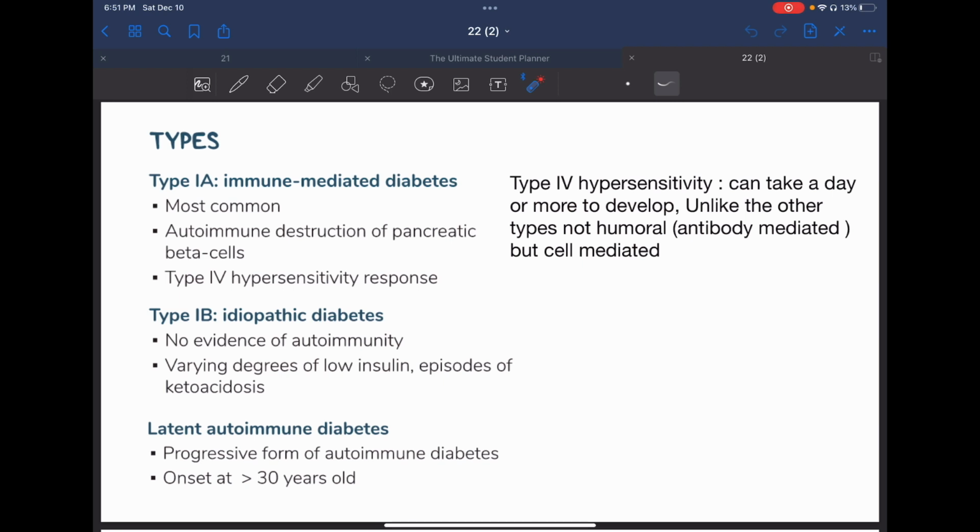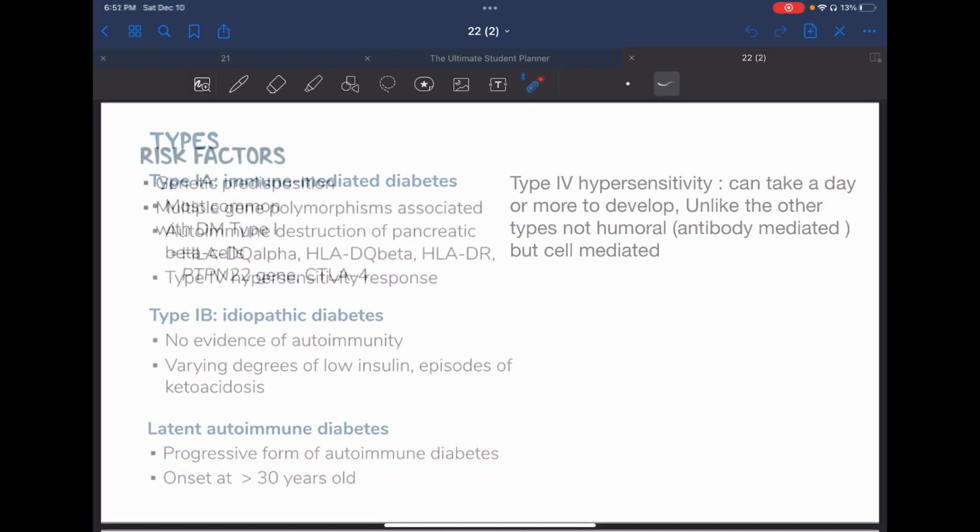Another type is type 1B. It's idiopathic diabetes, which means we don't know the reason. So there is no evidence of autoimmunity, and we have different degrees of low insulin, and the patient undergoes episodes of ketoacidosis. Latent autoimmune diabetes is a progressive form of autoimmune diabetes, and the onset is after 30 years old.